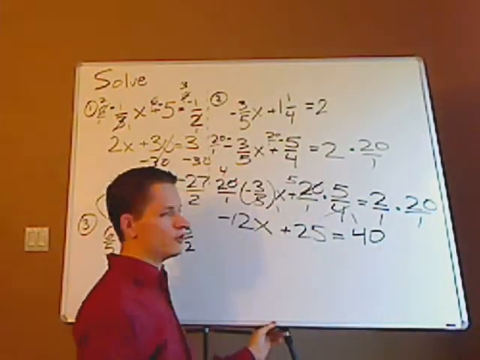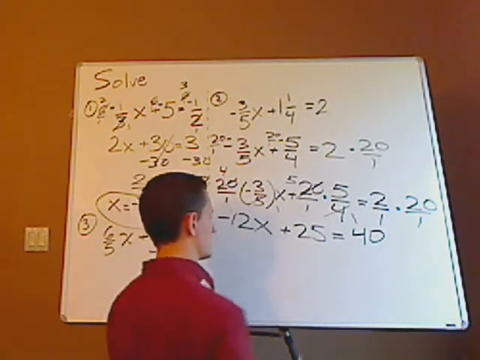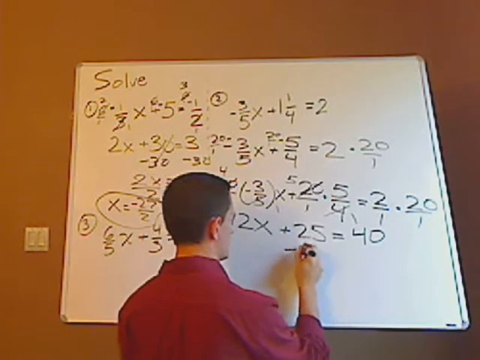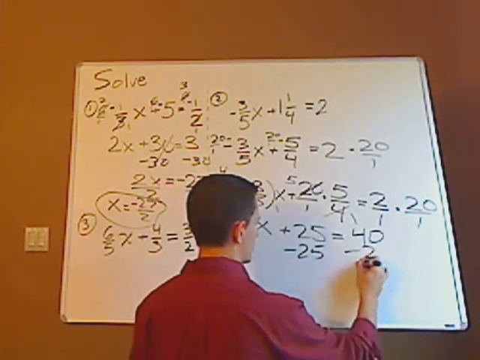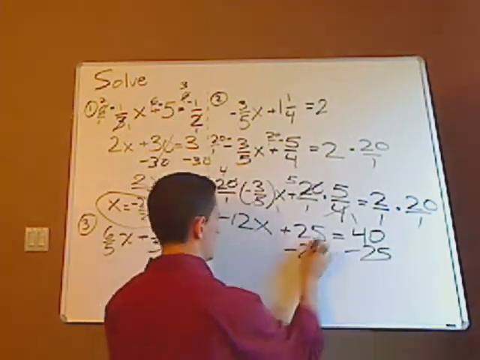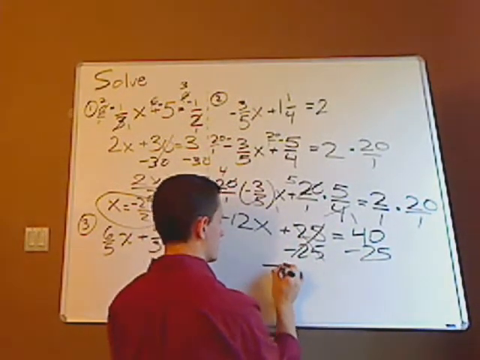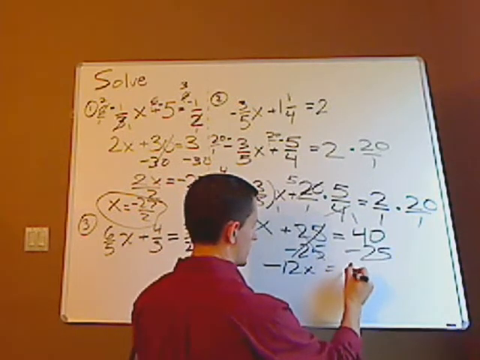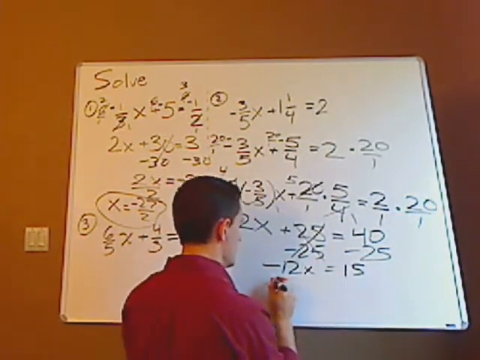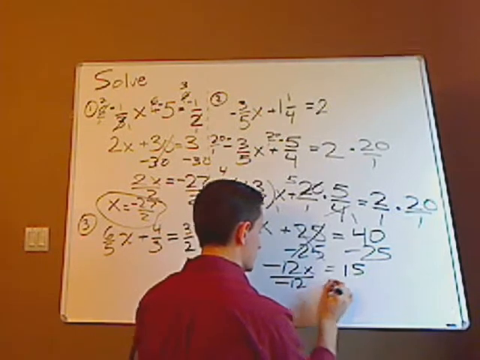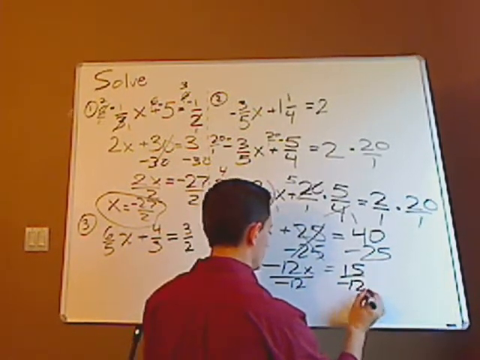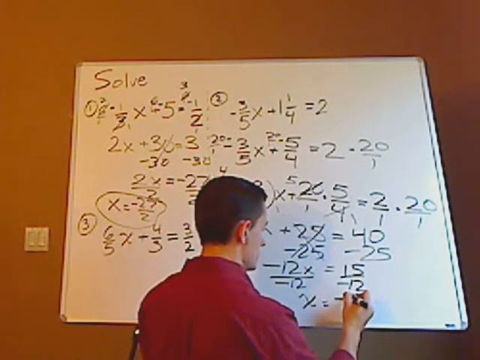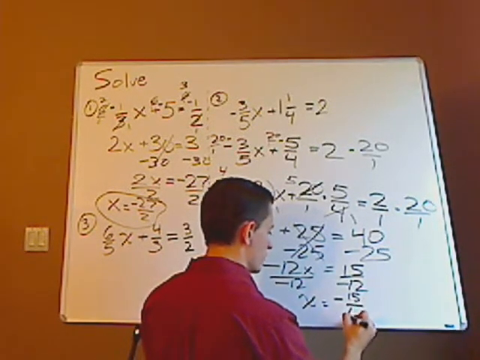Now you've got a simple linear equation. So you just solve for x. You want to do the opposite, so you subtract both sides by 25. That cancels. You're left with negative 12x equals, on this side, 15. And then just simply divide both sides by 12. So you get x equals negative 15 over 12.